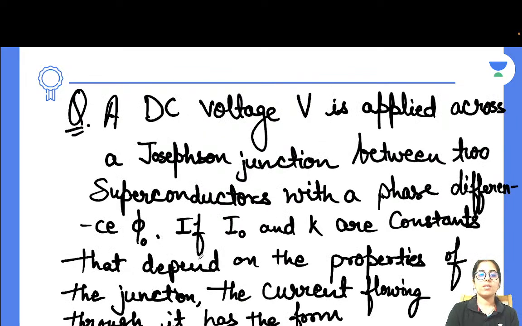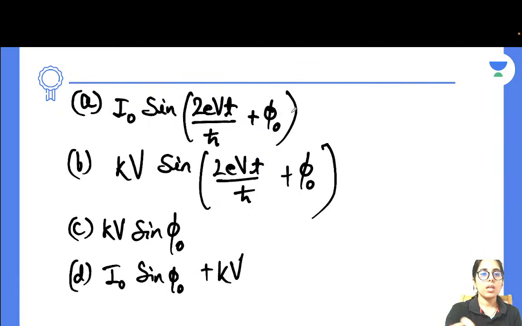What is I naught here? All the details they have given you: I naught and k are constants, phi naught is the phase difference. Once you have the DC voltage as V, you can see all the things. Anytime if you have a similar question in the exam, you can answer it quickly and easily because you have all the details about the formula. You can tell me if you still have any doubt, we can talk about it, but if it is clear, I'm gonna give you the next question.